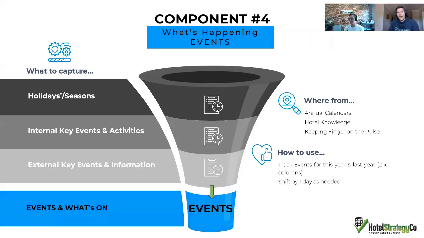The fourth component then, which is very important, is to look at what's happening in the wider marketplace. What events are there around? Is there a public holiday? Is there a conference going on in the area, or possibly in your hotel? Have you got a big group in, or a competitor have a big group in? Is there a festival around? Is there a concert? Whatever you can track that may potentially have an impact on demand.